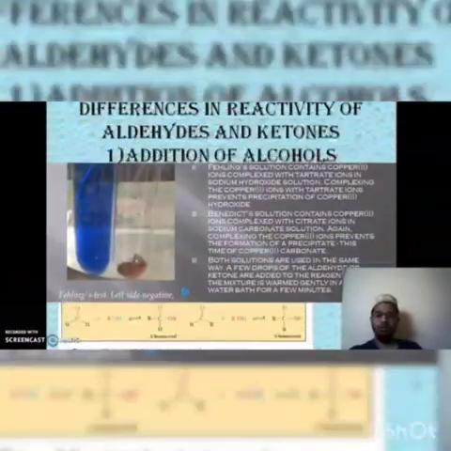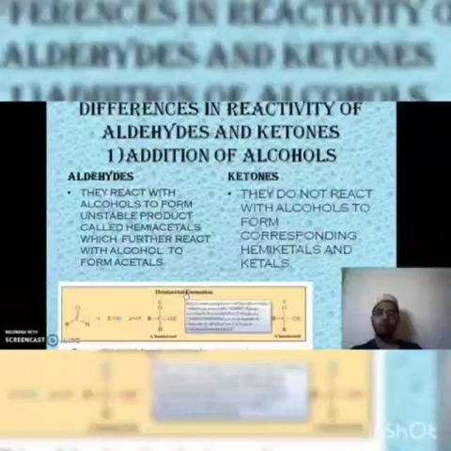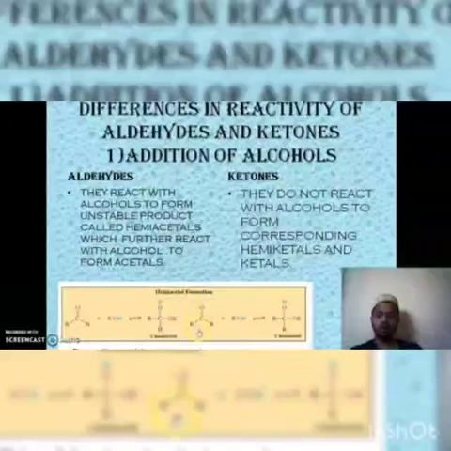Let us now look at the differences in the reactivity of aldehydes and ketones. First is addition of alcohols. In the case of aldehydes, they react with alcohols to form an unstable product called hemiacetals, which further react with alcohol to form acetals. While in the case of ketones, they do not react with alcohols to form the corresponding hemiketals and ketals. Below you can see the reaction which forms hemiacetal with aldehyde.